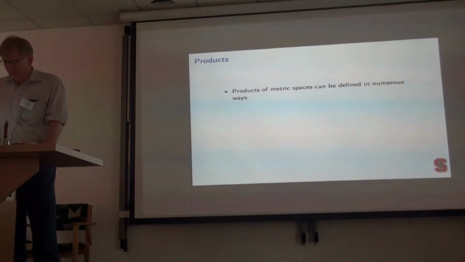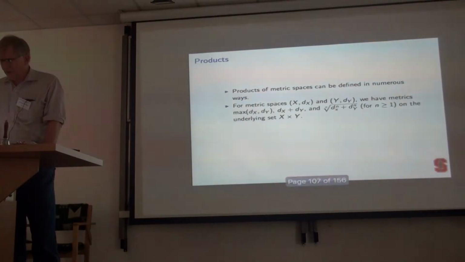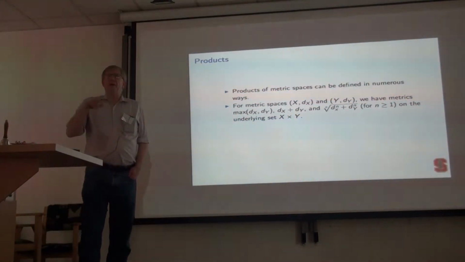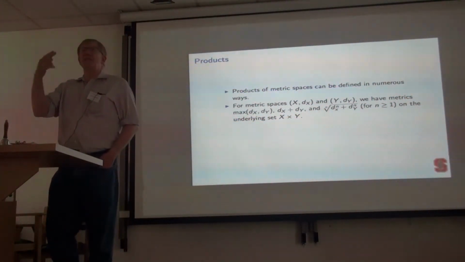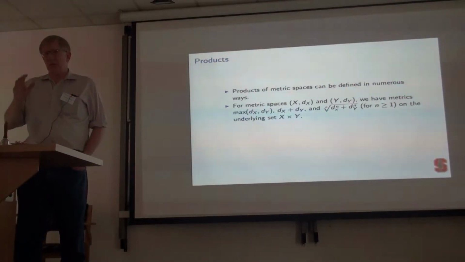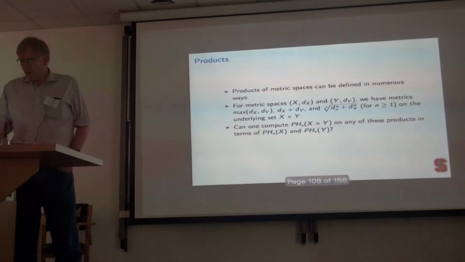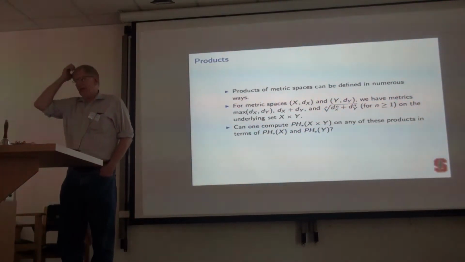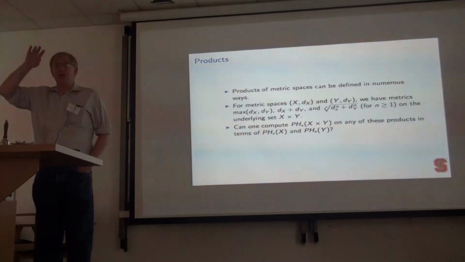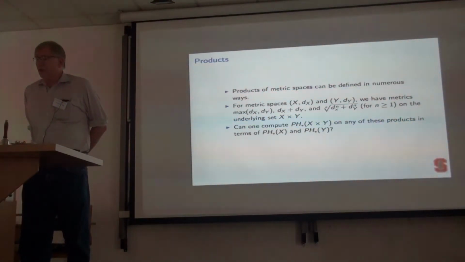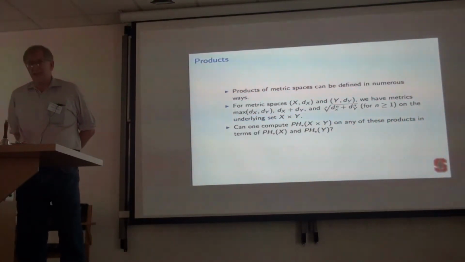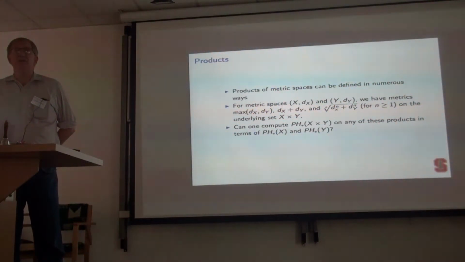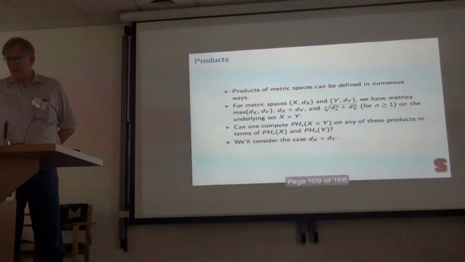So let me talk a little bit about products now, first of all. Products of metric spaces can be defined in various ways. For us, we're going to talk about the product of two spaces with the sum distance for the two. That will be what I want to talk about. And so the question is, just like we asked before, can I compute the homology of a space in terms of being a union of things? Can I compute the homology of X cross Y with this sum metric on any of these products in terms of the subpieces, PH star of X and PH star of Y?